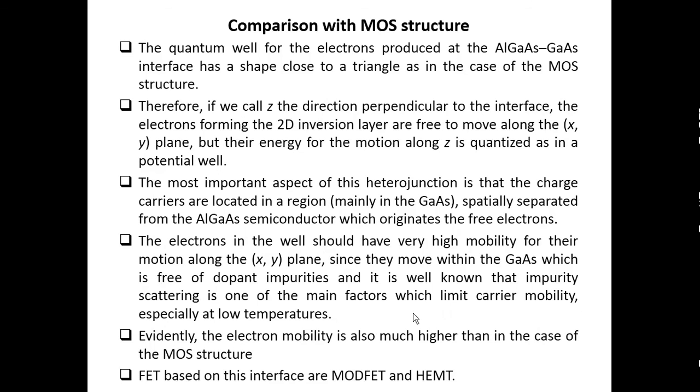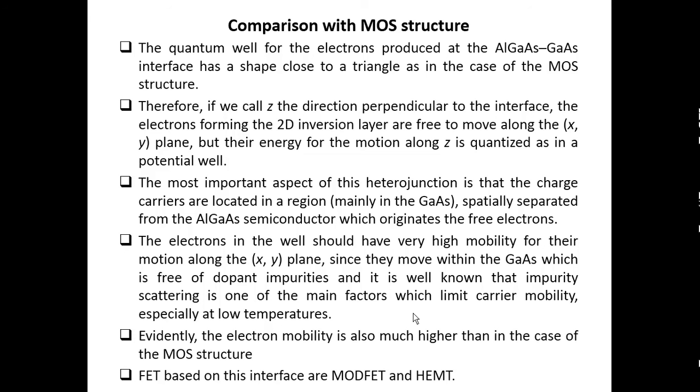Okay. Now we can just have a comparison with the MOS structure, that is, this heterostructure with the MOS structure. The quantum well for the electrons produced at the aluminum gallium arsenide interface has a shape close to a triangle, as in the case of a MOSFET. So here the quantum well formed has almost the same shape as a triangle. That is, it is called a triangular quantum well.